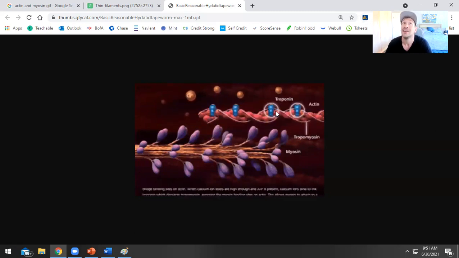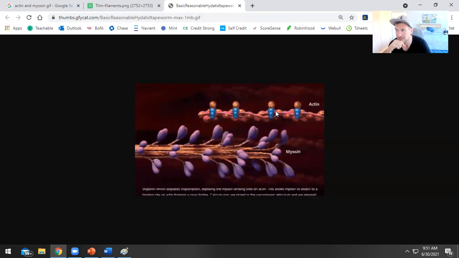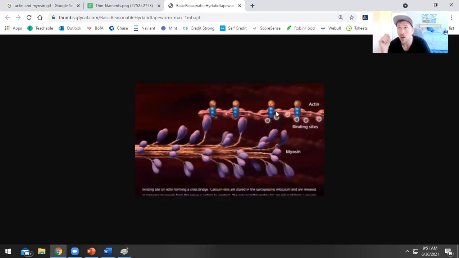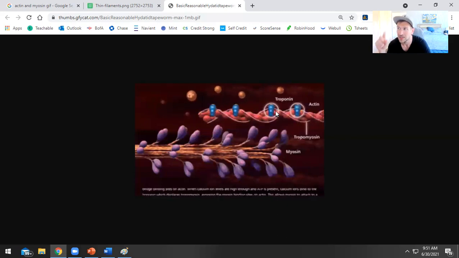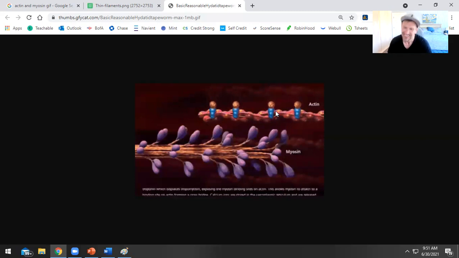Now, you may be saying, okay, I know that myosin wants to bind to actin. Got it. And I know that it can't do it unless the binding sites are out of the way. Got it. And then you might go, okay, how do I get the binding sites out of the way? That's right, I need calcium. Calcium exposes the binding sites, right? How do we get calcium into the muscle? Well, that's where the action potential comes in.